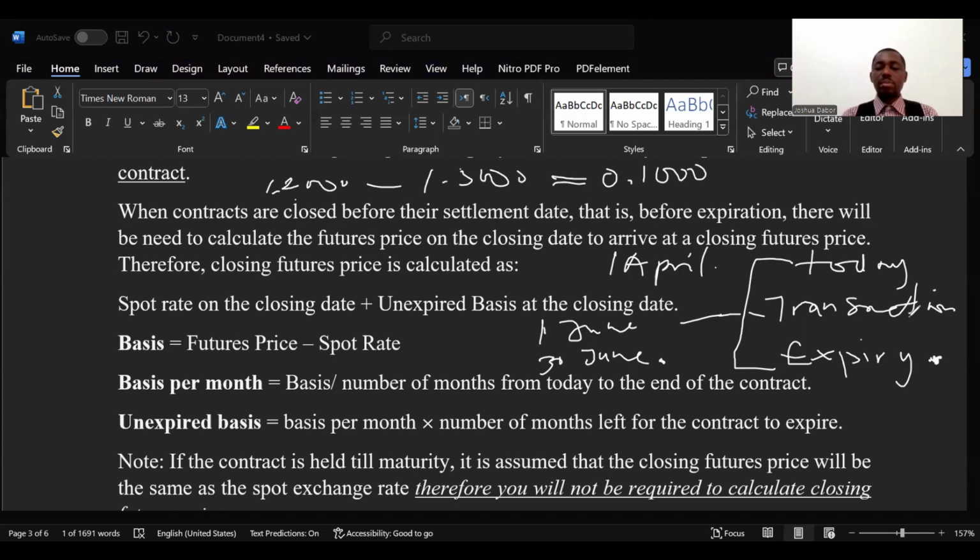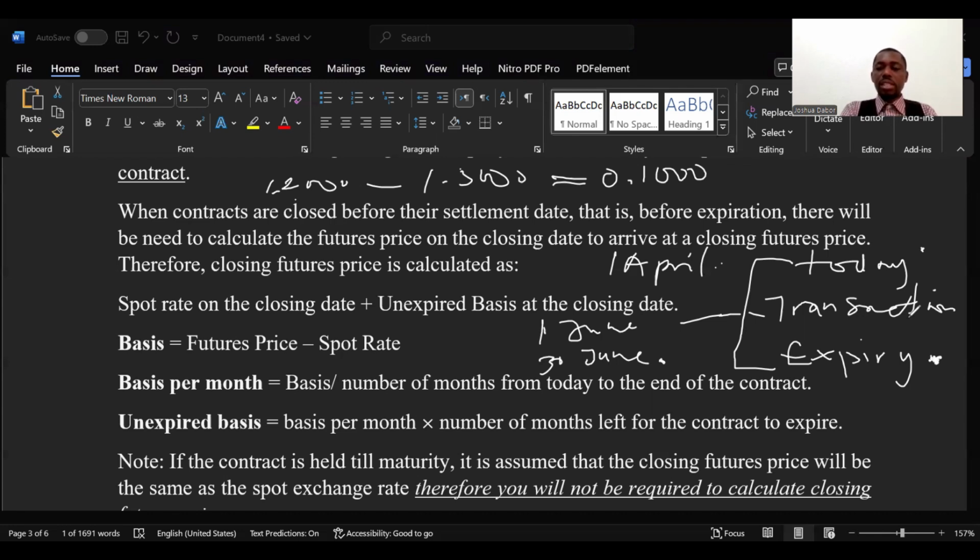So now how do you calculate the basis? The basis is from April 1. This basis of 0.100 is for how many months? From April 1, which is today's date, to what? Contract expiration, right? So from April 1 to 30 June is 3 months. Okay, for some it may be more than 3 months, for some it may be less than 3 months. But just look at today's date and what? The contract expiration. So for this one, it's 3 months.